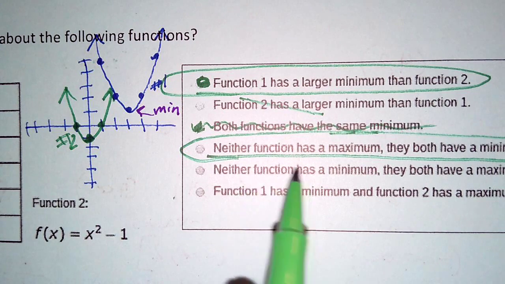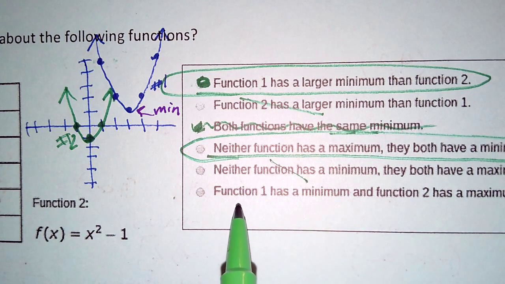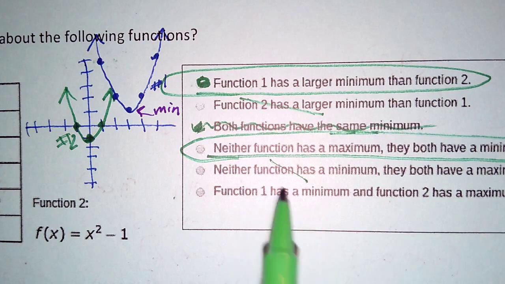5, neither function has a minimum. That's not true. Last one, function 1 has a minimum. Function 2 has a max. Not true. Questions?